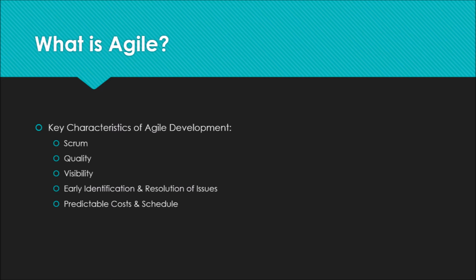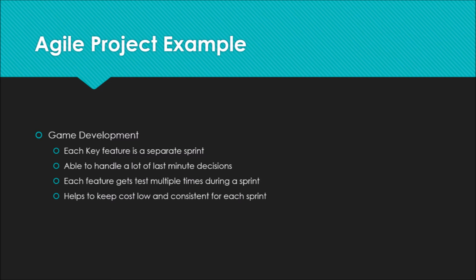Now, that's to say that small incremental releases of portions of the project throughout the life cycle help to highlight any issues sooner rather than later. Last up, we have predictable costs and schedule. Because each sprint, which is a fixed amount of time where one key feature is developed in a short amount of time, has a fixed duration, both cost and scheduling can be more readily understood from the beginning of the project.